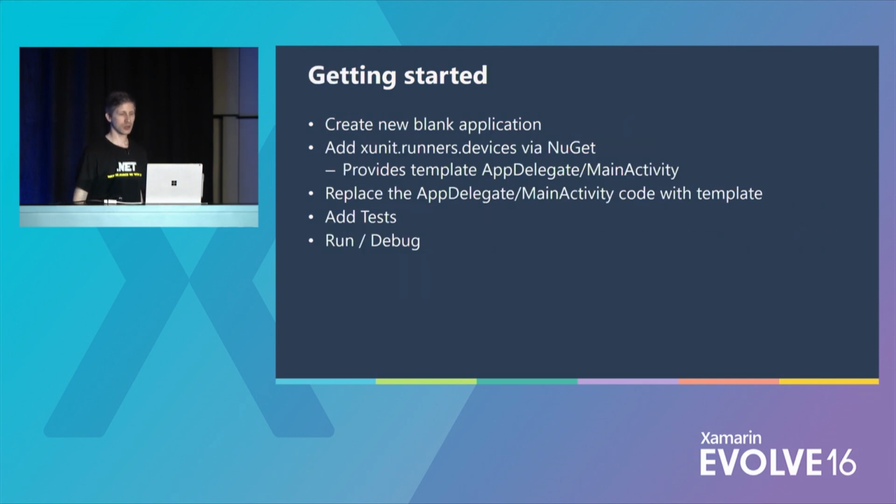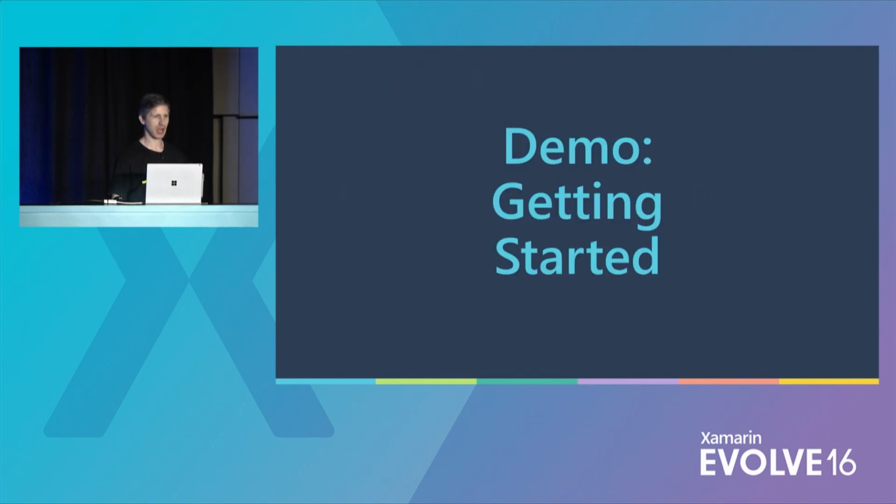So with that, we're going to dive in and get started here. We're going to start with a blank application, add the NuGet package, replace the app delegates, and dive in. And then after that, hopefully you'll be able to do some of the same. So I'm going to switch over here to Visual Studio.